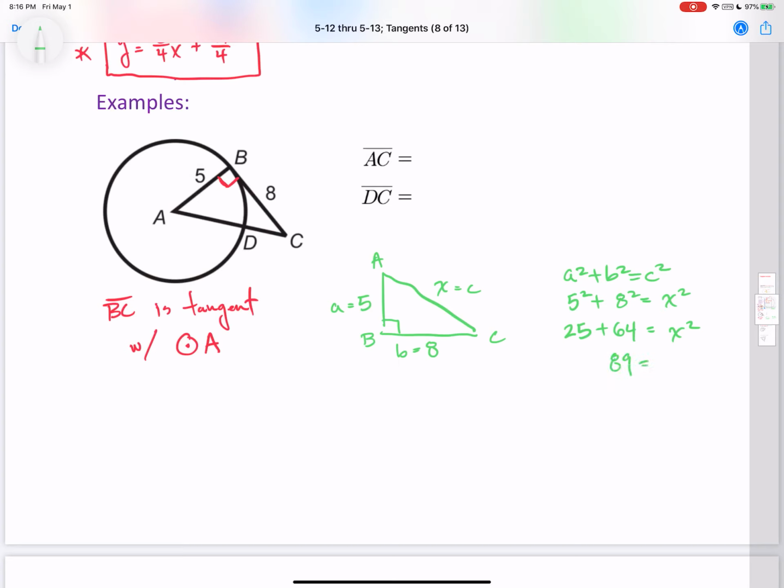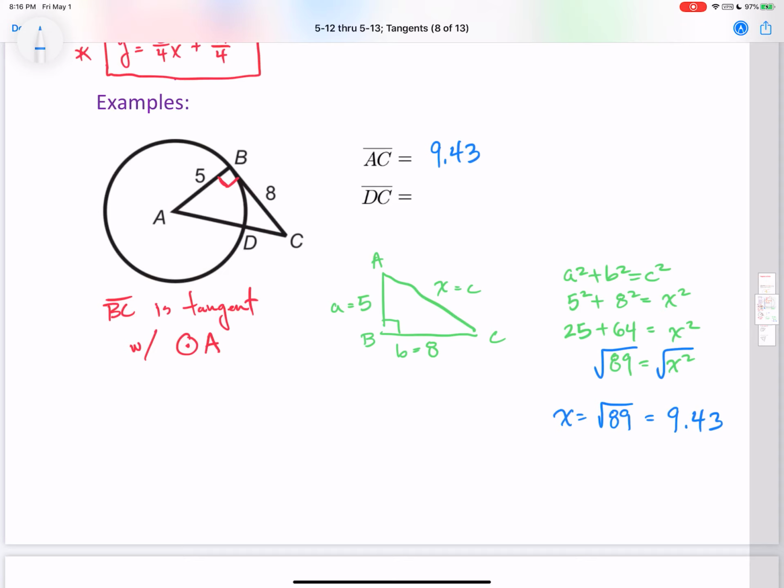To get x by itself, we'll just square root on both sides. Therefore, x is equal to the square root of 89. If you want to, you can write it as a decimal, which is about 9.43. So let's say that AC is 9.43.